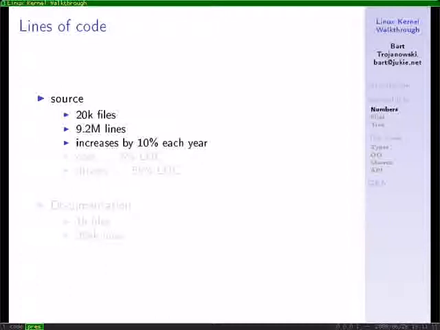So now we're going to talk about the lines of code. There are 20,000 files in the Linux kernel, 20,000 source files, and 9.2 million lines of code. This is in the 2.6.26 upcoming release. These numbers increase by about 10% each year, and there's some documentation in the tree also.